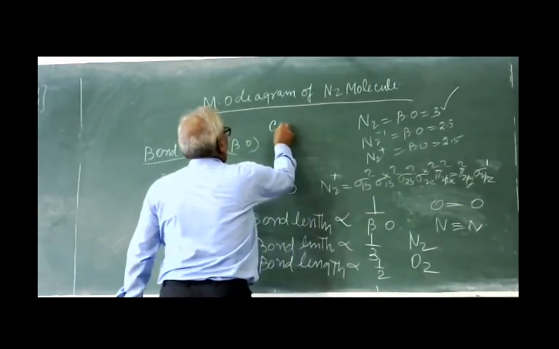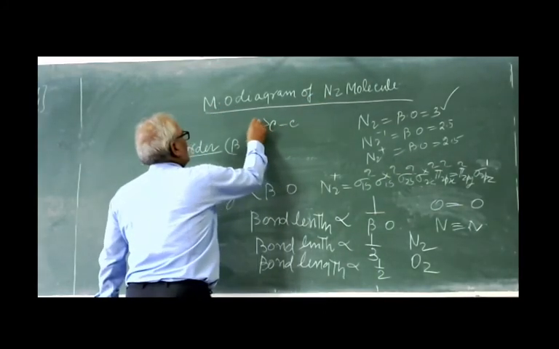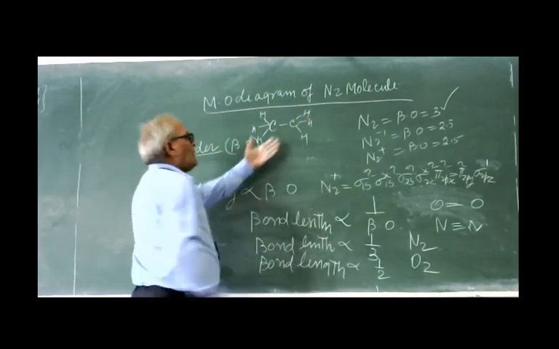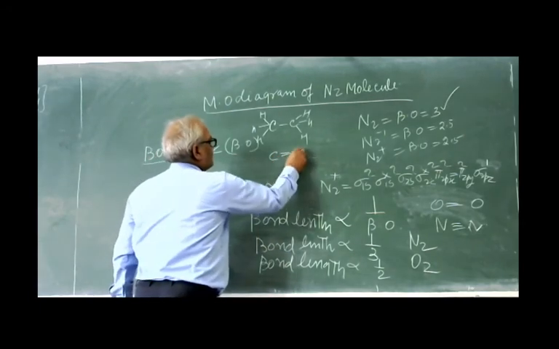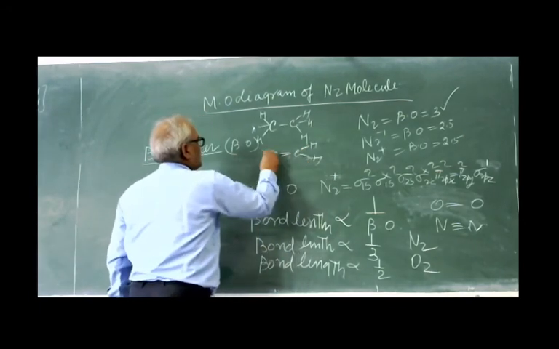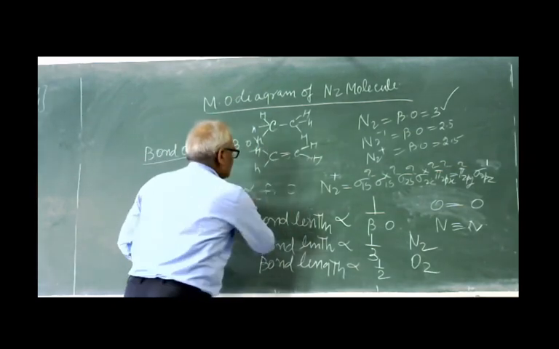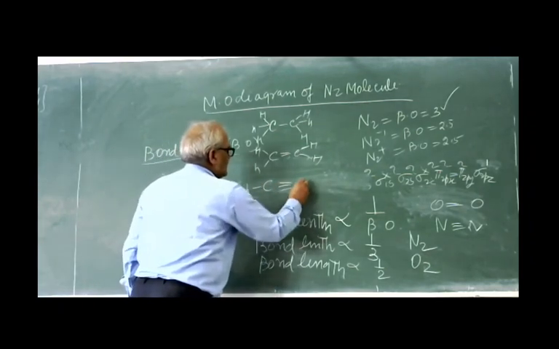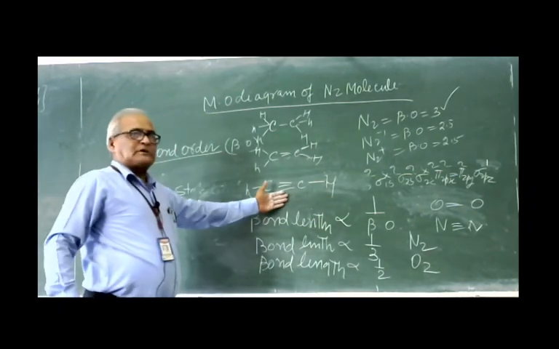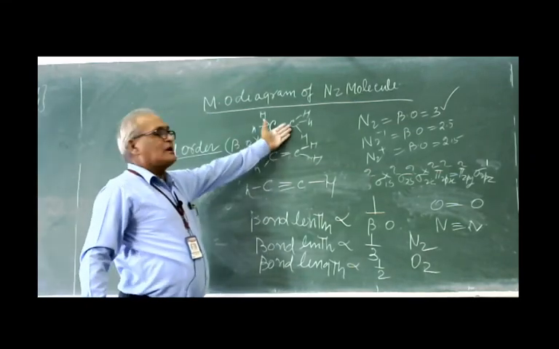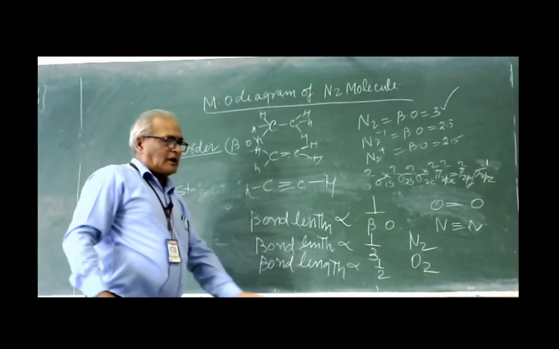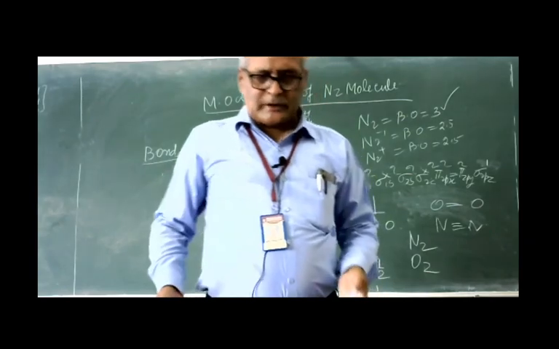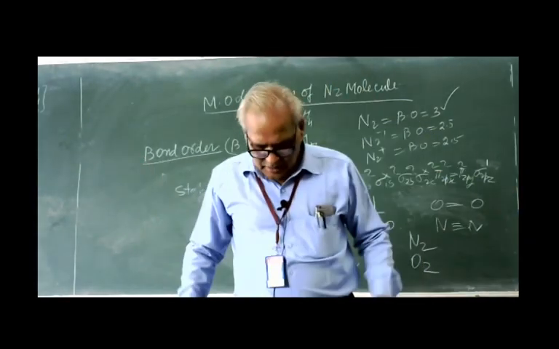Just see here, carbon-carbon. This is ethane. Here this is ethylene, with hydrogens. And this is acetylene. So triple bond, double bond, single bond. The bond length will decrease accordingly. So the greater the number of bonds, the smaller the bond length.